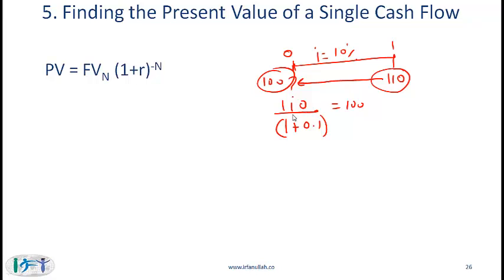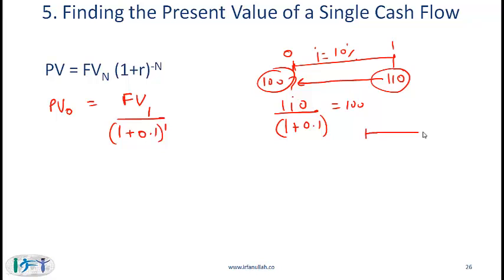The formula, as you have seen over here, is fairly straightforward. The present value at time 0 is equal to the future value at time 1, which was 110, divided by 1 plus the interest rate raised to the power of 1.